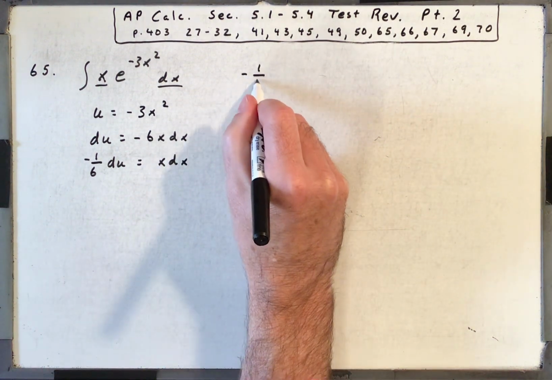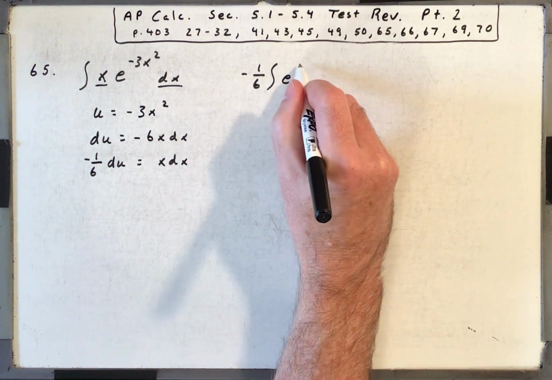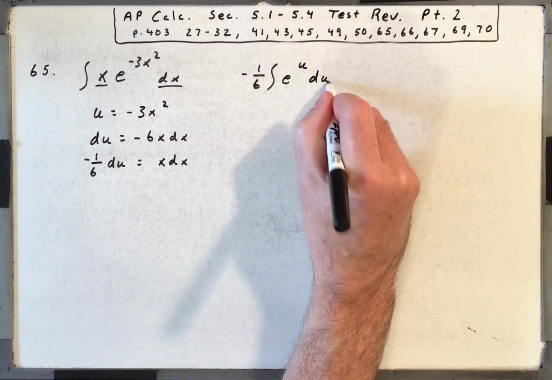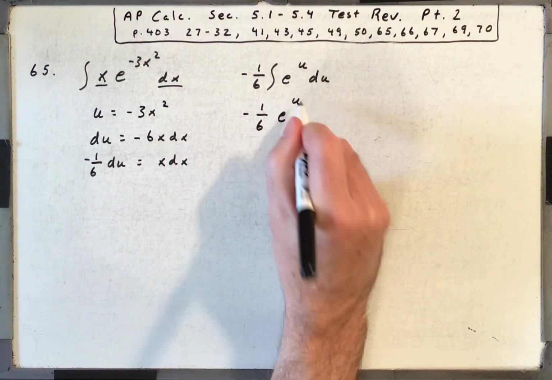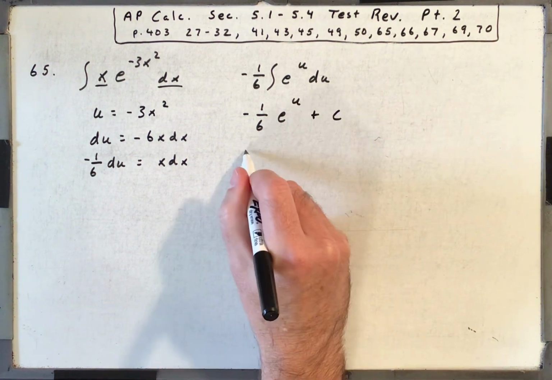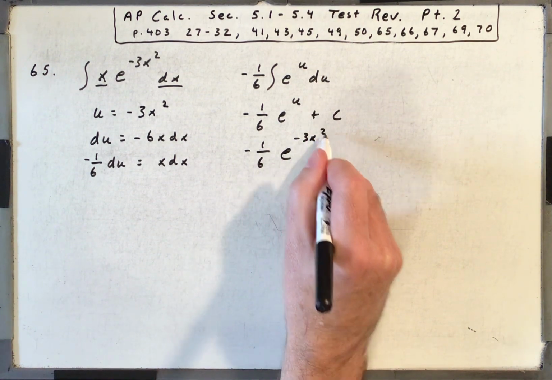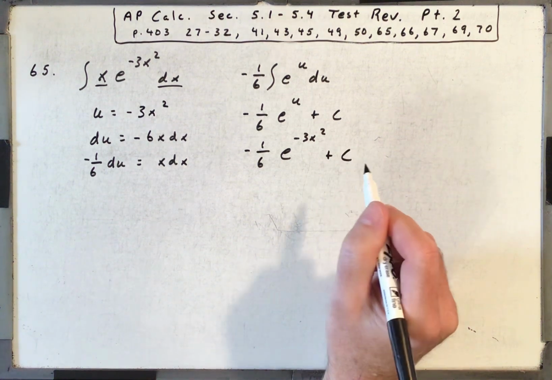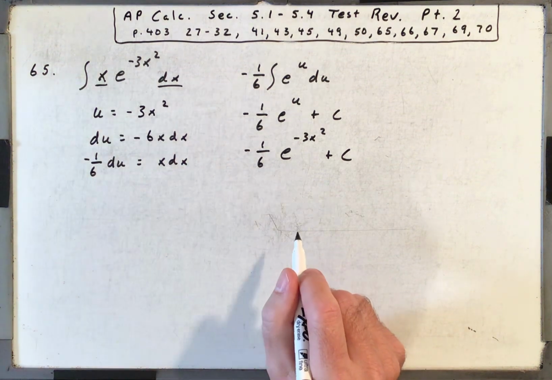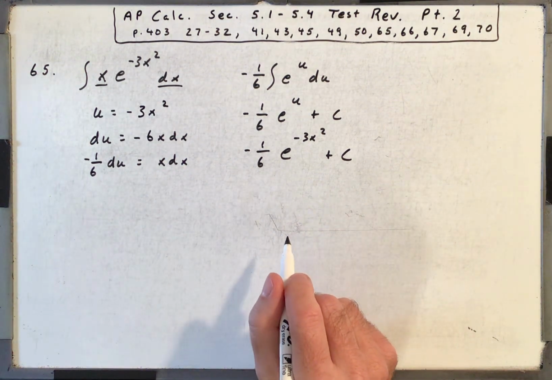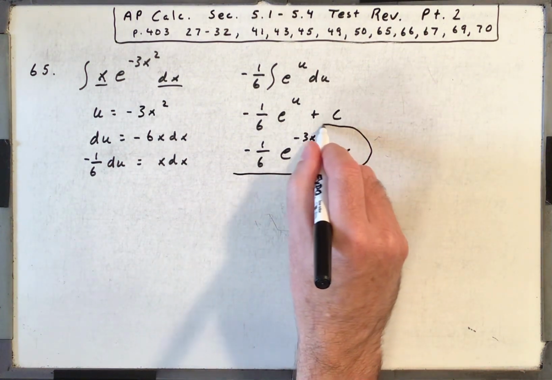So I can rewrite that as minus 1/6 out front, and then I would have e to the u du. So that's minus 1/6 e to the u plus c, or minus 1/6 e to the minus 3x squared plus c. Okay, how could you check that? You would just take the derivative of it. I do think that you should do that on your test. I can look at it with my eyeballs and tell that that is going to work.